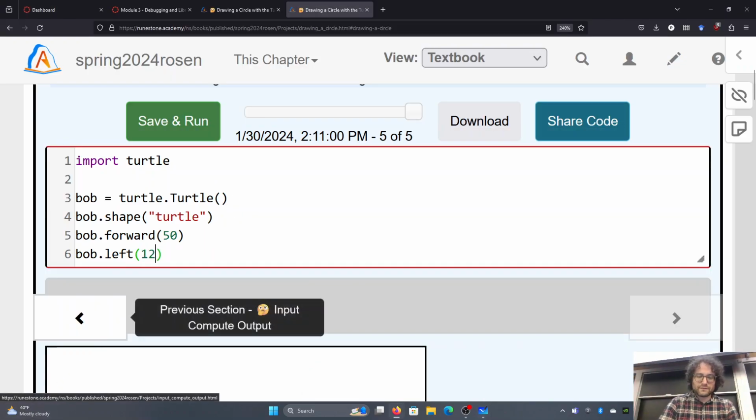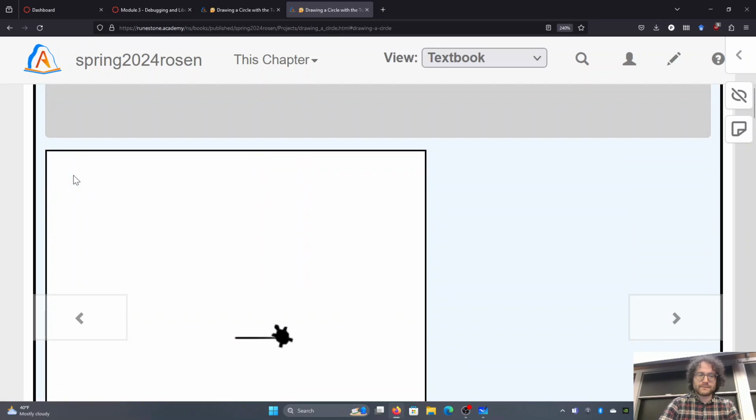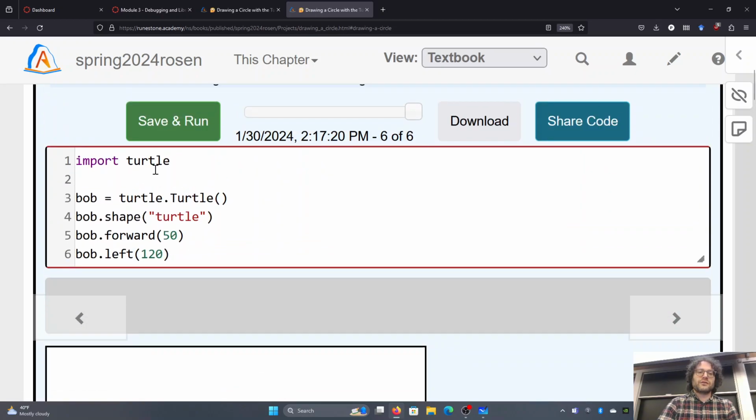So put in 120 and get them to turn this way. I'm going to give you a second. So now, first off, I want you to complete this code. Make him draw a triangle.